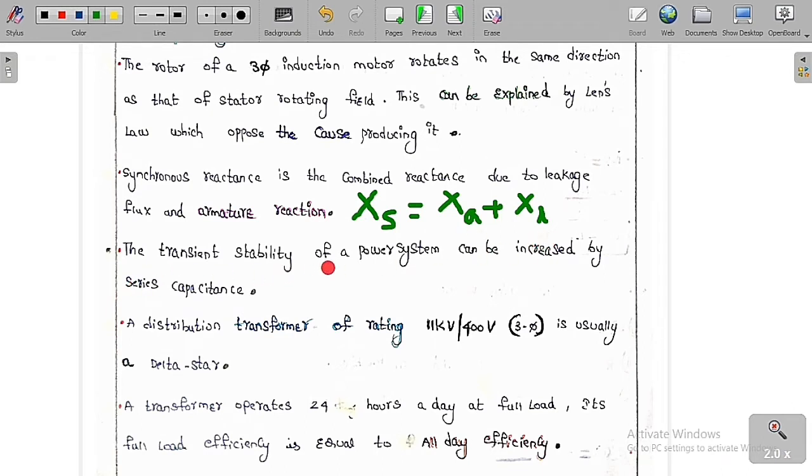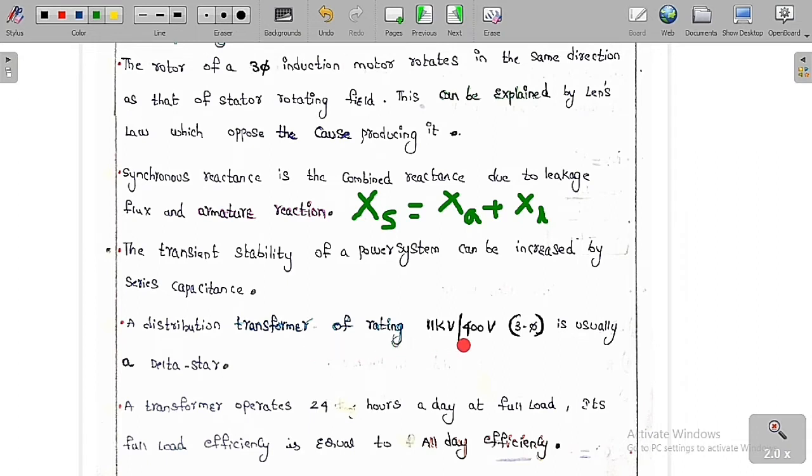The transient stability of a power system can be increased by a series capacitor. If we add a series capacitor, the maximum power can also be increased. Transient stability studies are only for the first swing cycle. Whatever study we do for the first swing cycle in a power system is called transient stability studies. With the help of a series capacitor, we can even increase the maximum power going through the line.